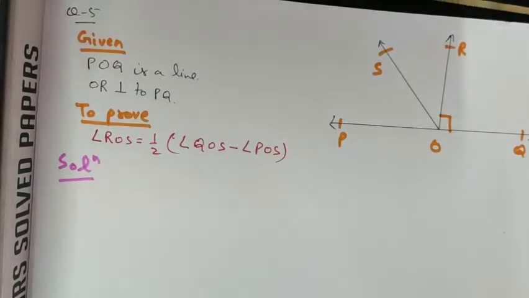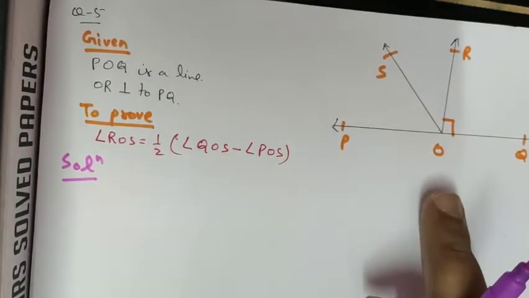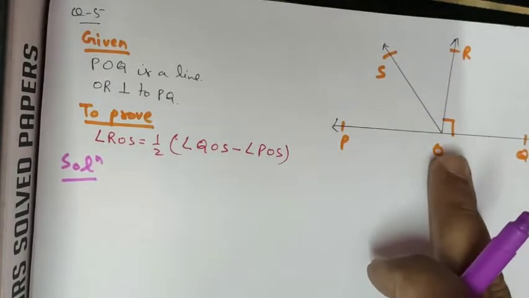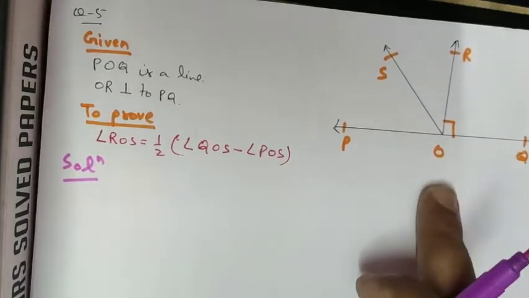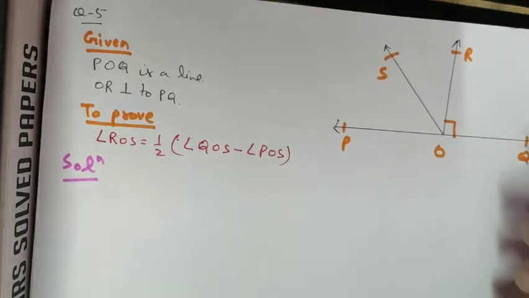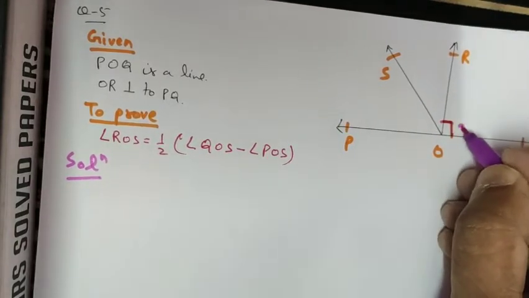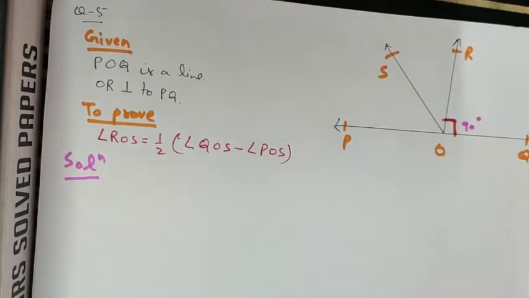Okay, in question number 5, it is given that POQ is a straight line and the ray OR stands on it such that OR is perpendicular to PQ. So that means this angle is 90 degrees. Got it? Now we need to prove that ROS is equal to half of angle QOS minus angle POS.